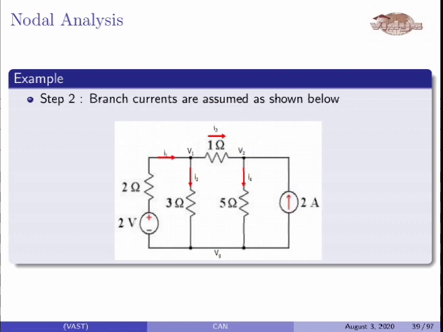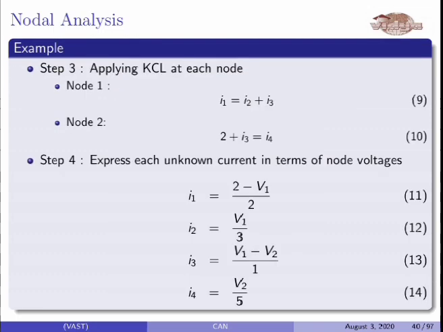Similarly, at node 2, that is here, the KCL equation will be: I3 is the entering current, I4 is leaving, and the 2 ampere is entering. So I3 plus 2 will be equal to I4. That will be the KCL equation for node 2. So in step 3, the KCL equations are written at node 1 and node 2.